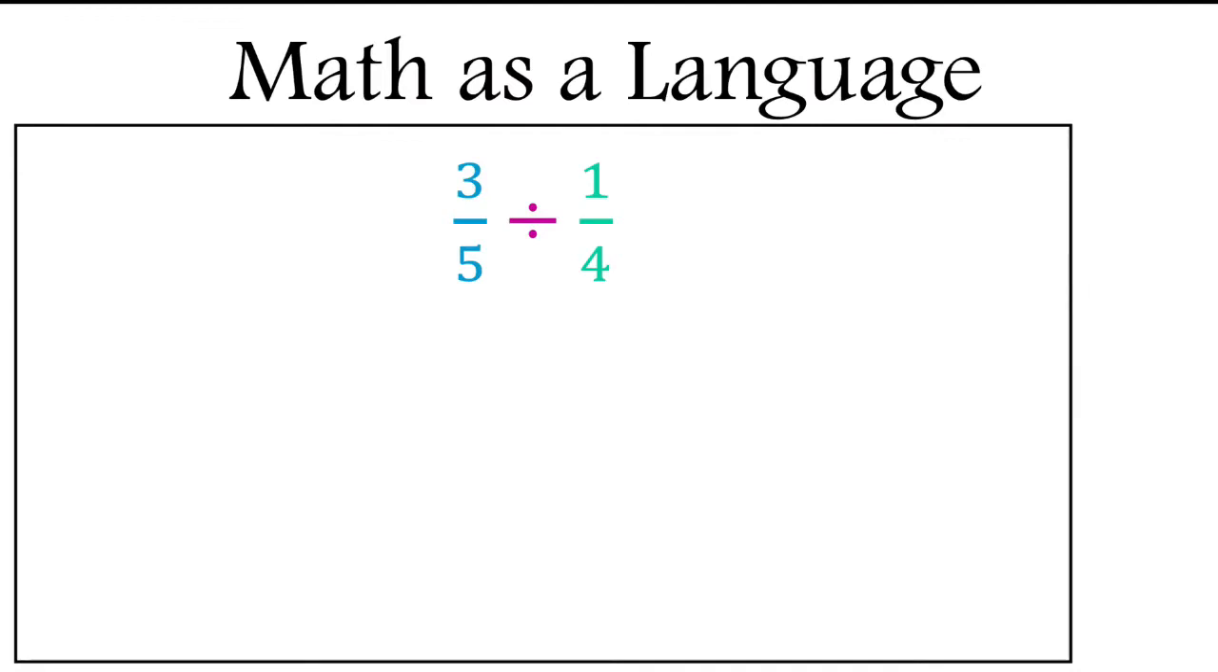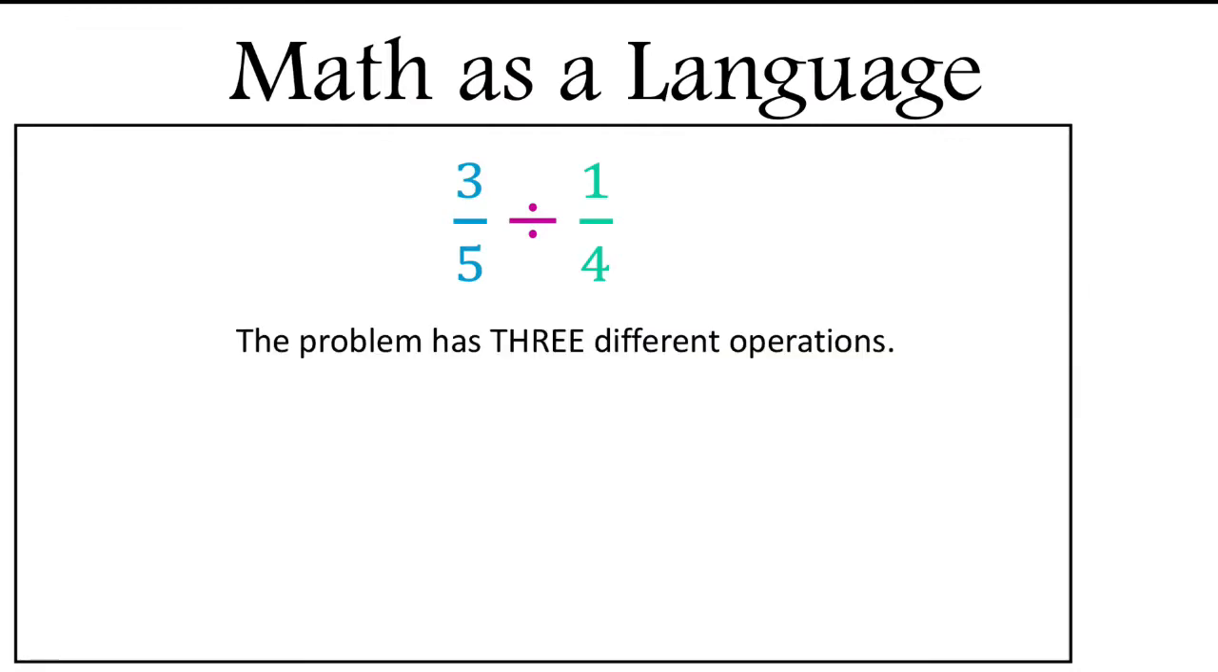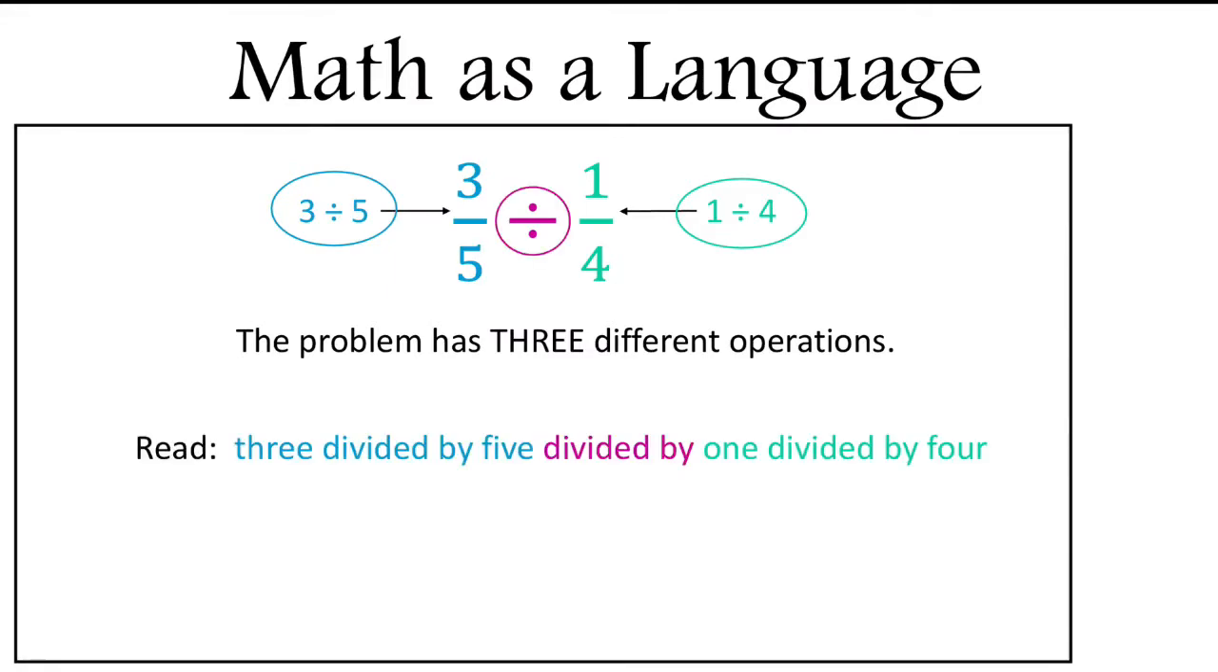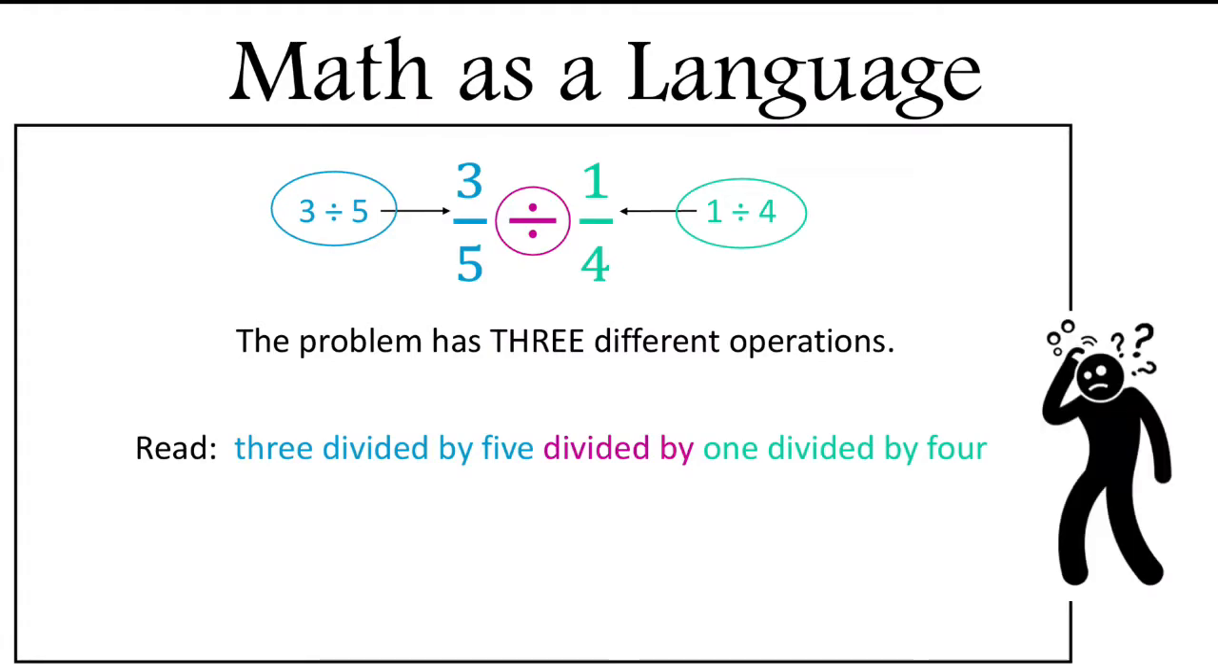Now we're going to talk about math as a language. Here I have a problem, 3/5 divided by 1/4. There are actually 3 different operations in this problem. How, you may ask? Well, 3/5 is also known as 3 divided by 5, and 1/4 is also known as 1 divided by 4, because your division symbol and your fraction bar are the same thing. So if I was going to read this problem, it would read 3 divided by 5 divided by 1 divided by 4. Whew, that's complicated. Is there a way we can make it simpler?